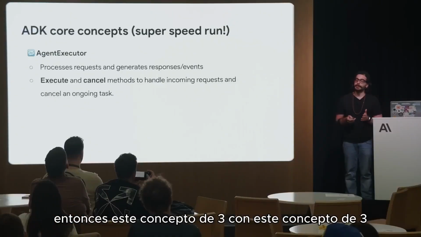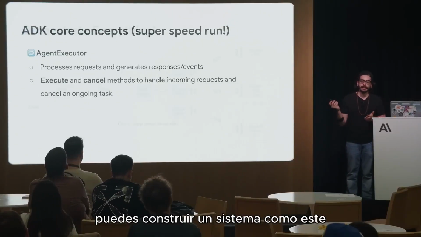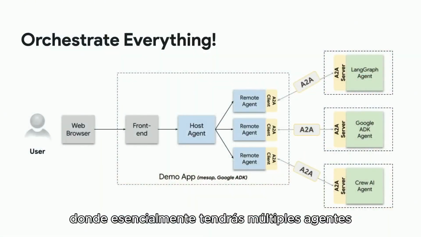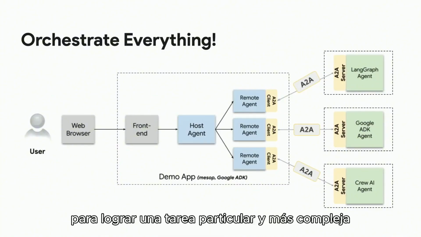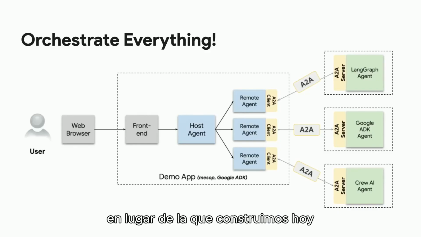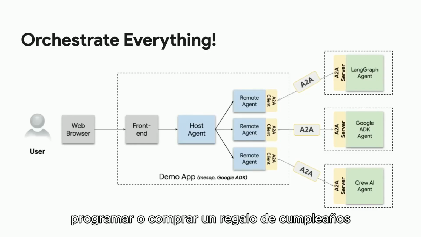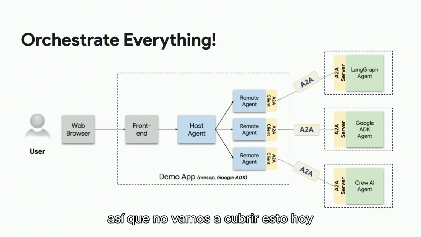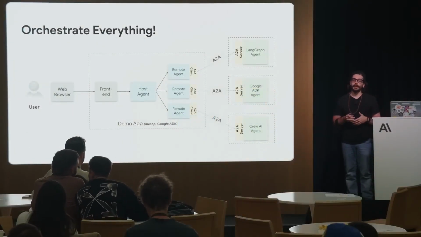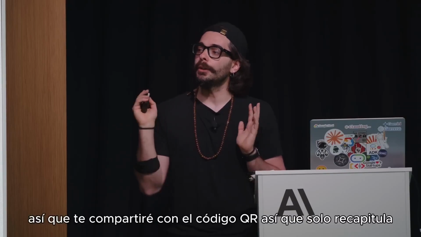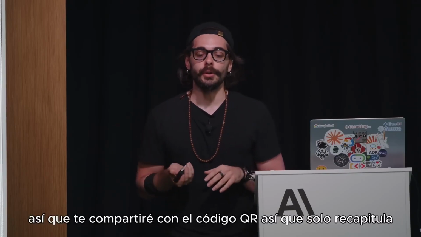So with these three concepts, you can build a system like this one, where you will essentially have multiple agents written with different frameworks communicating between each other in order to achieve a particular and more complex task, rather than the one we built today of scheduling or buying a birthday gift. So we are not going to cover this today, but again, as I said at the beginning, we are going to have a live webinar at the end of the month, so I will share with you the QR code.